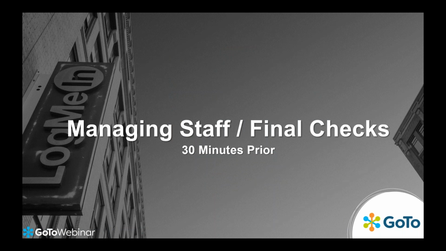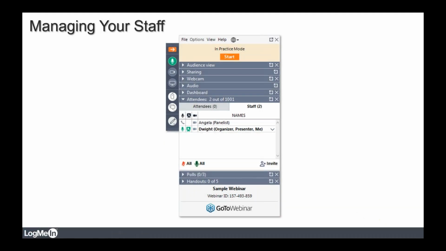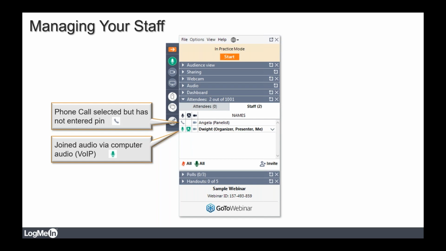If you're the main organizer, it's important that you know how to manage your staff as they arrive to your webinar and throughout the event. As staff join at the 30-minute mark, manage their settings and audio. Under the Staff tab, you can see Dwight, the webinar's organizer, and Angela, our panelist. The mic icon indicates Dwight has joined audio via the computer audio or VoIP. The telephone icon indicates Angela dialed in by phone. If the icon is gray, that means she has not yet entered in her PIN number.